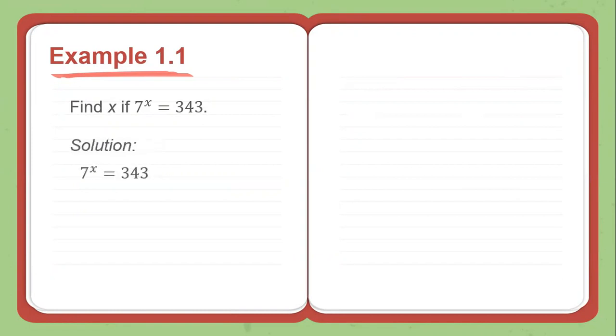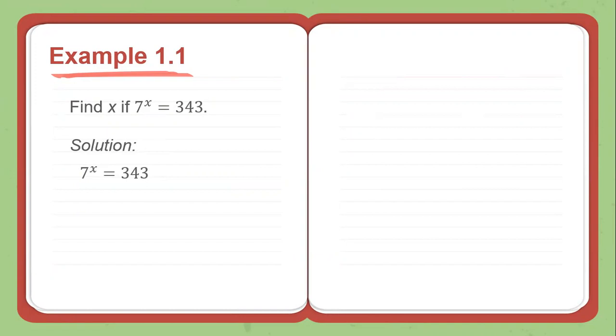Example 1.1. Find x if 7 raised to x is equal to 343. We know, class, that 343 can be expressed as the power of 7.